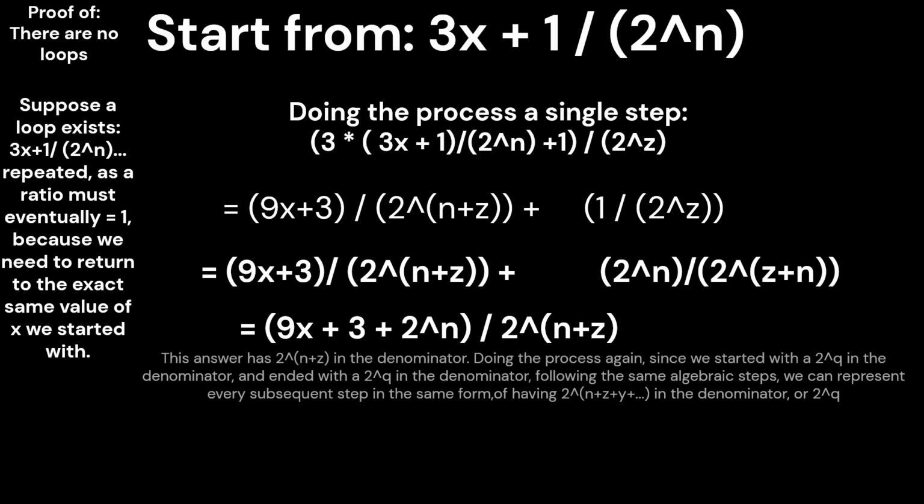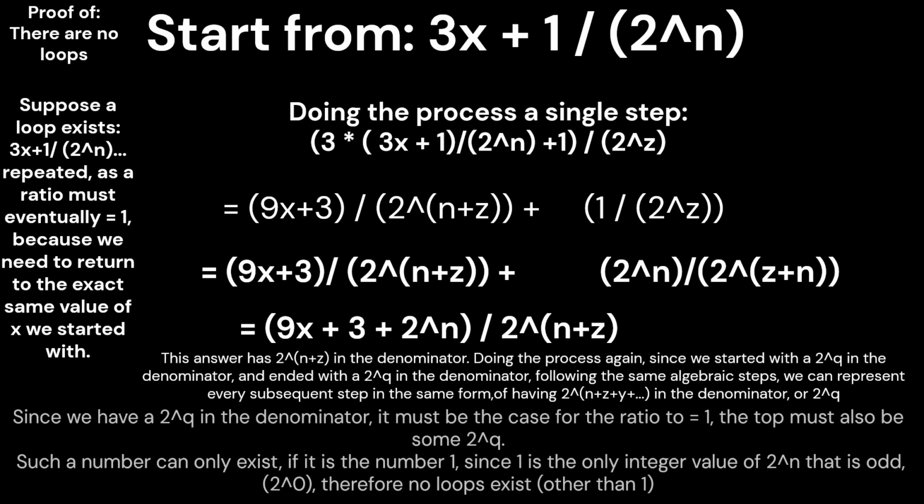All of these outcomes have 2 to the x in the denominators, and so will the recursive process if we apply the same logic over and over and over again. So, for the ratio to be equal to 1, the top must be some 2 to the n, because the denominator is some 2 to the n. 1, like we just proved, is the only 2 to the n who is odd, so 1 is the only possible loop.